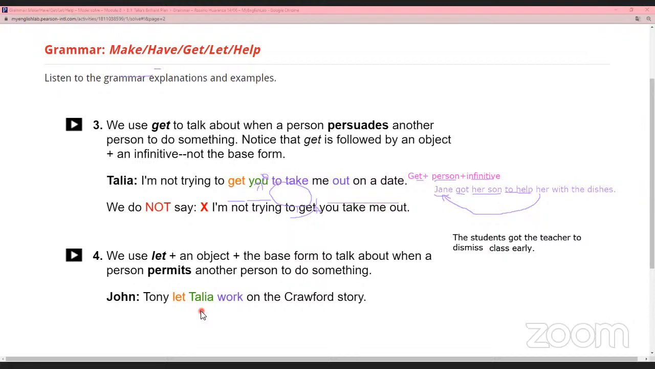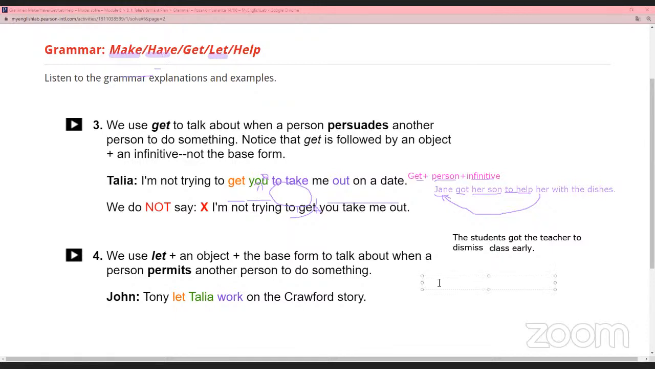The structure of this causative verb is the causative let, an object or a noun. In this case, we're using a noun. And we have the base form of the verb, so it works the same way as make and have. So we're going to write there make, have, and let. They follow the same structure, okay?